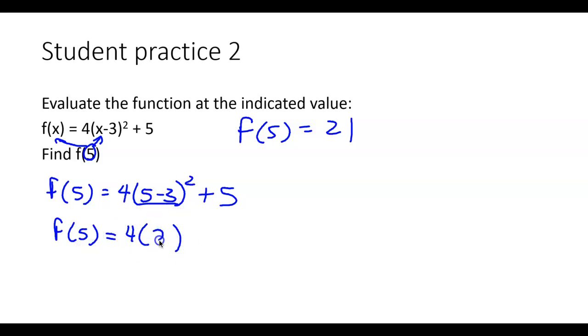Parentheses are first. Then we do our exponent. And then 16 and 5 makes 21.